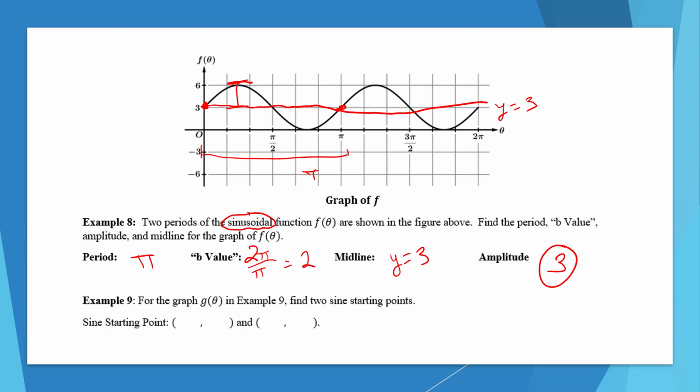Example 9, find 2 sine starting points. So I actually have them labeled right there. It's going to be this green point right here and this point right here where it's at the midline and it's going up. So this is going to be 0, comma 3, and then pi, comma 3 as well. So that should be our two answers there for example number 9.